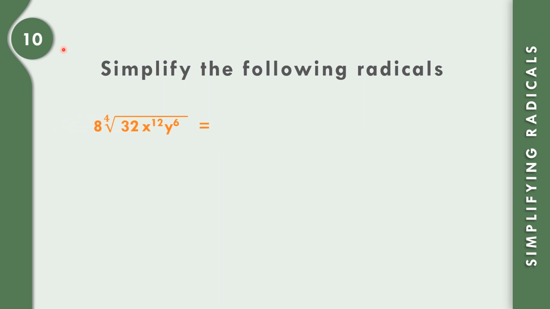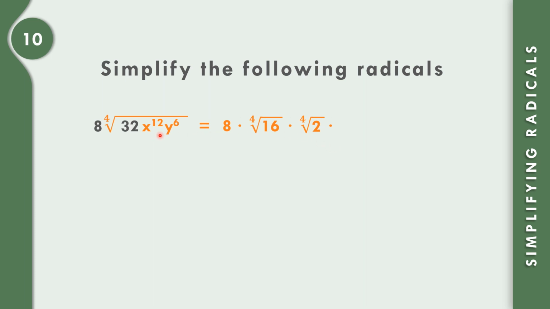How about number 10? 8 times the fourth root of 32, x to the 12, y to the 6th power. First, let us copy outside the radical sign, that is equal to 8. And then fourth root of 32. So we have no fourth root of 32, but we have the factor of 32 having the perfect fourth root. Ano yun? So that is 16 times 2.